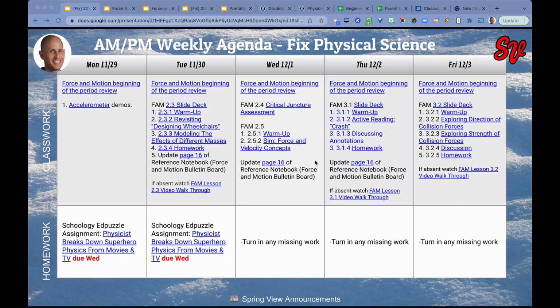The weekly update for Mr. Fix's science class for the week of December 3rd. All right, on Monday we had to do a little changing, so we did the accelerometer demo.